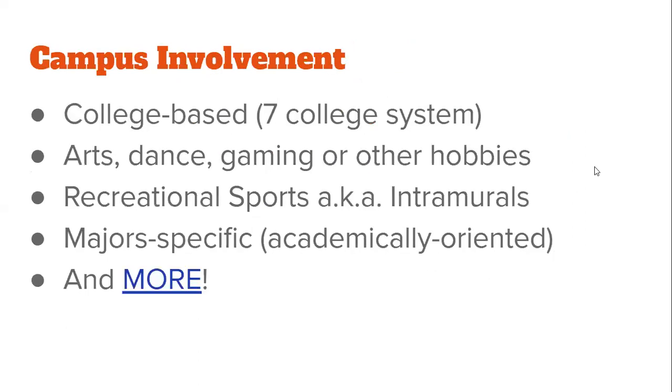Within the scope of campus involvement at UCSD, we have student organizations that are college-based, and we have a now 7-college system, in case you weren't aware. You can also be creative and join arts and crafts, dance, gaming, and other hobbies. Or you can choose to be active in recreational sports, also known as intramurals at UCSD. Or you can be academically oriented and join organizations that are specific to your major or career.